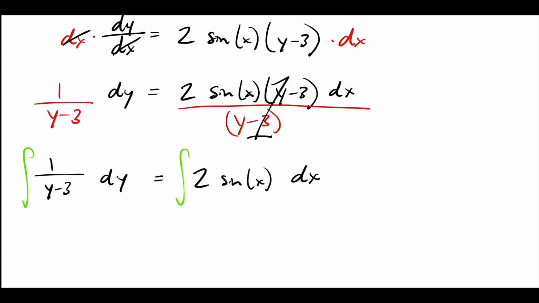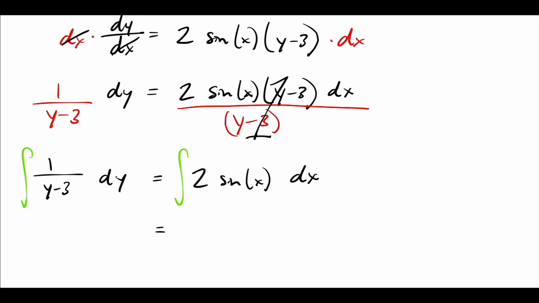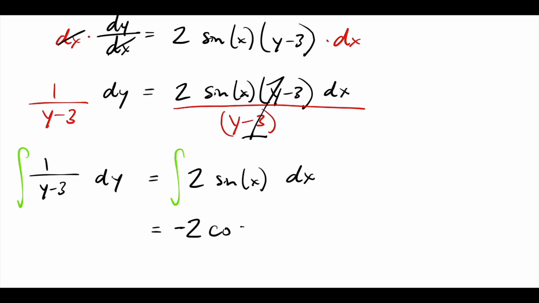Next step, integrate. Okay. The right side's not too bad. It's just 2 times the antiderivative of sine. So the antiderivative of sine is negative cosine. So we need a negative sign, and then we need a cosine of x plus c.